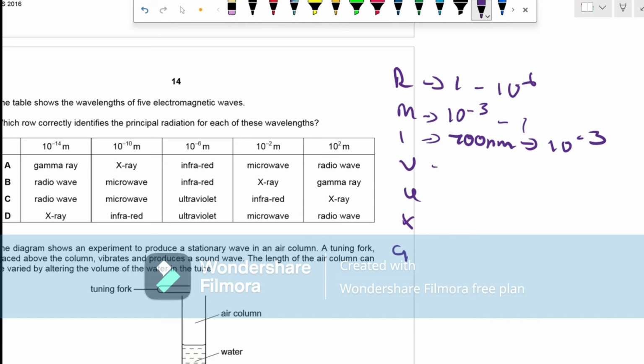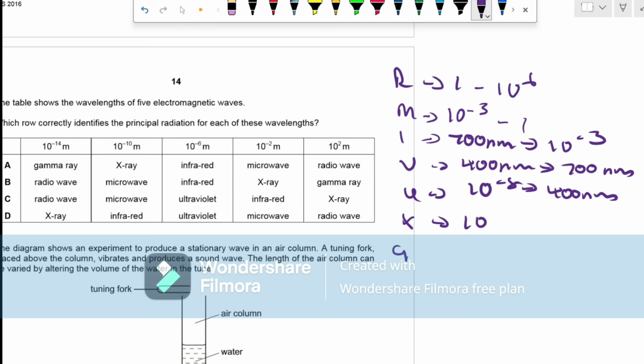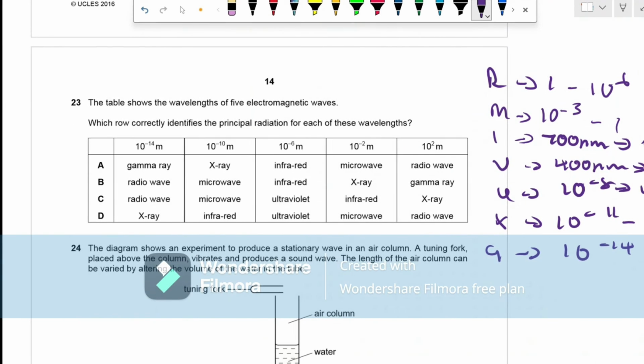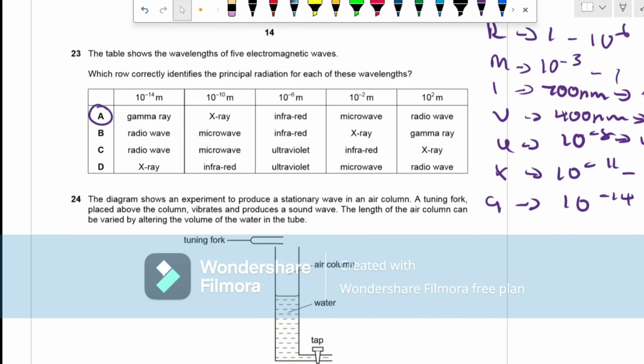Okay, and then for this one, it's 400 nanometers up until 700 nanometers. For this one, it's 10 to the power of -8 up until 400 nanometers. Then for this one, it's 10 to the power of -11 up until 10 to the power of -8. For this one, it's 10 to the power of -14, or anything really, up until 10 to the power of -11. So it basically means that if I look at this, my answer is going to be A, because gamma matches, X-ray matches, infrared, sure, microwave fits, and radio fits. Very important.